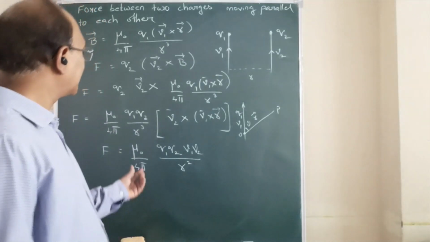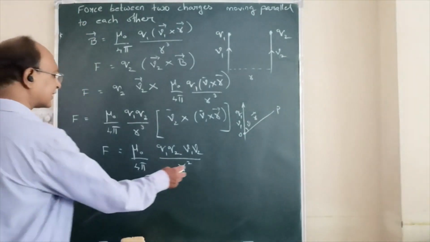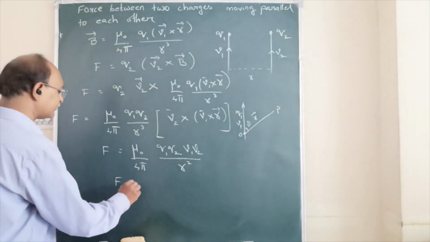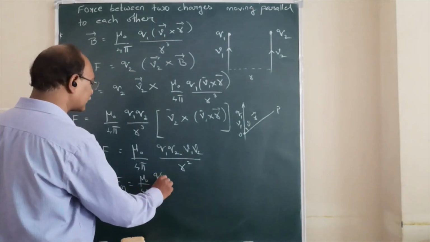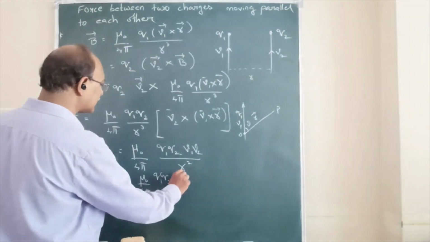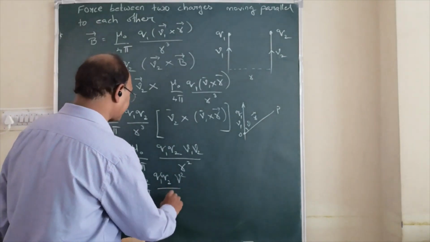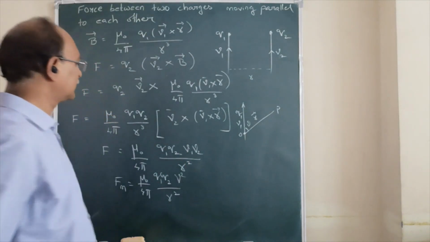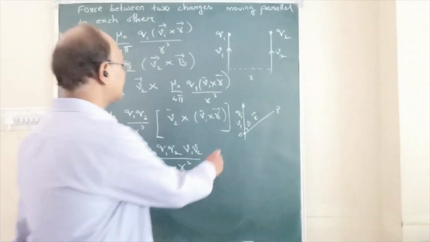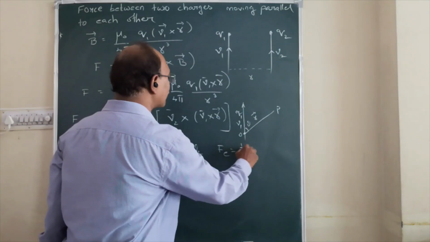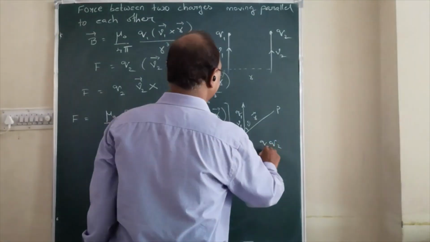So this is the magnetic force between the two charges. So I can write Fm is equal to mu naught by 4 pi Q1 Q2. Suppose V1 and V2 are equal, V square by R square. That is the magnetic force. If you find the electric force between them, that will be 1 by 4 pi epsilon naught Q1 Q2 by R square.